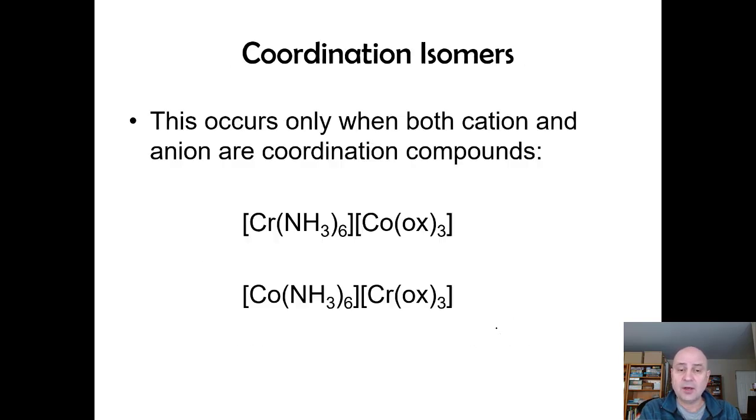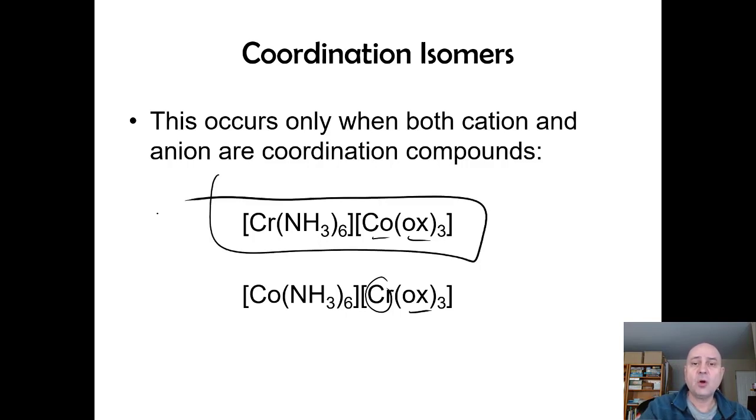pyramidal. We also have coordination isomers, and that's when we have the cation and the anion of an ionic compound both being coordination compounds. You can see here this is essentially the same, but the metals have the different ligands. Here the chromium has the oxalate, here the cobalt has the oxalate. So if I give you a formula like this, you need to consider coordination isomers.